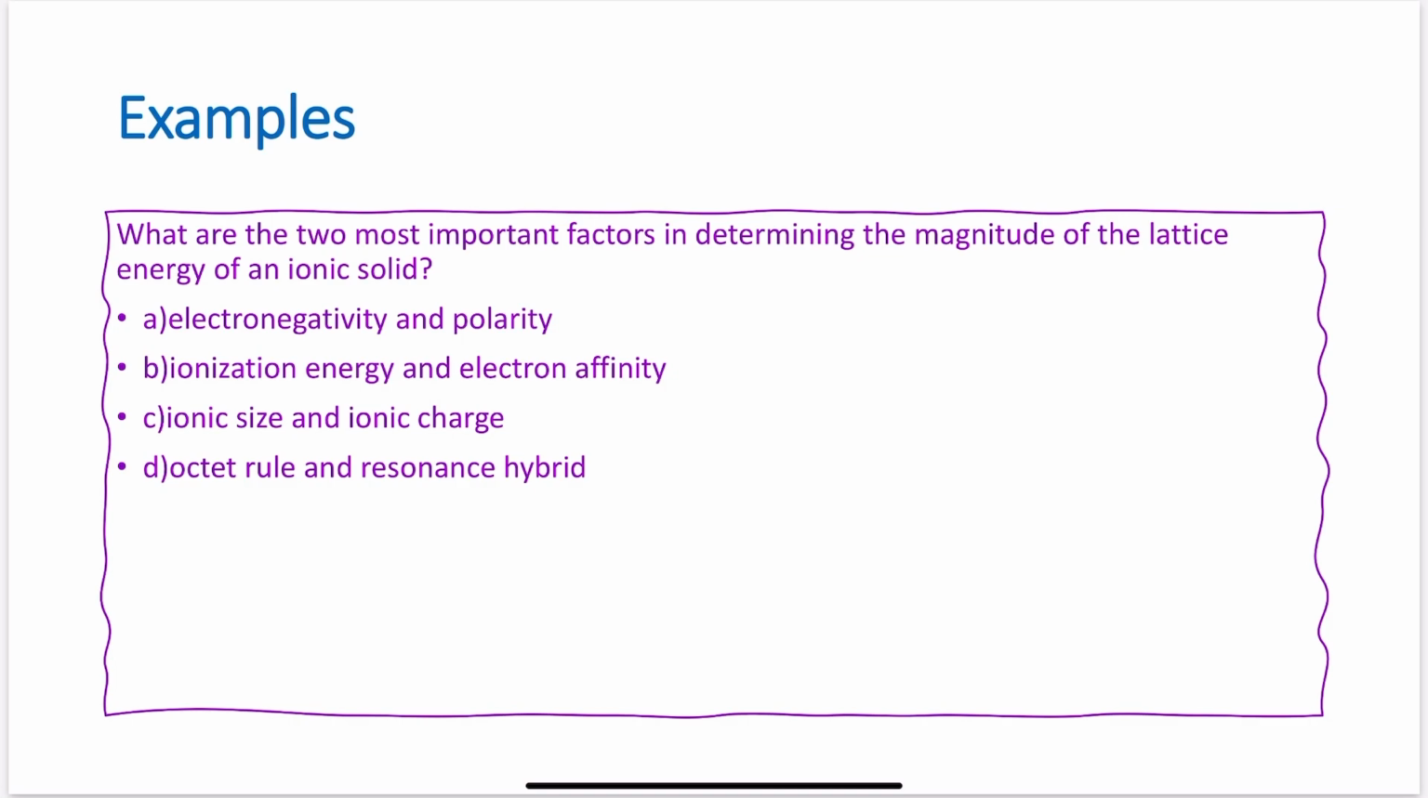The two things we care about are ionic size and ionic charge. Those are the two most important things to determine this. The greater the charge, the greater the attraction, Coulomb's law, and the harder it is to pull apart. The bigger the size, the further apart they are, and Coulomb's law tells us that means they have less charge attraction.